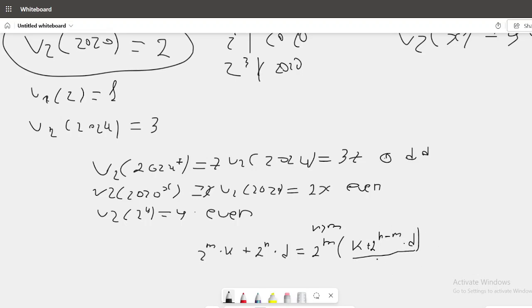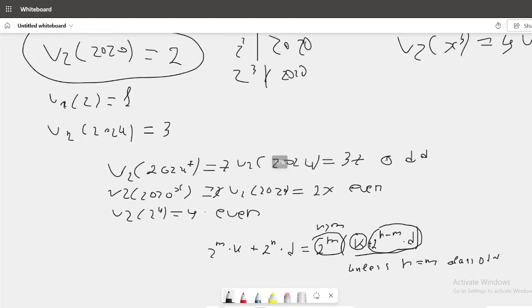This is always even, unless n equals m, always odd, because you get an odd integer here and an even integer here, because it's divisible by 2, right? And 2 to the power of m is even here, by the way. We know that it's even because we add even to even. M is even, the lesser one is even, and the bigger one is also even.